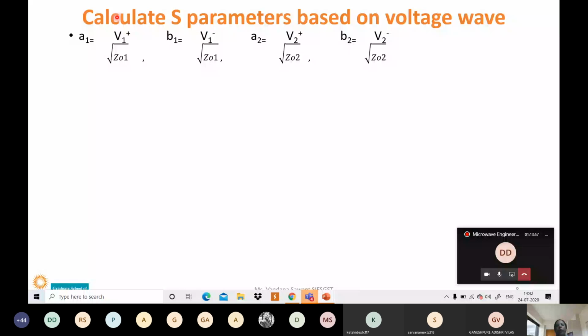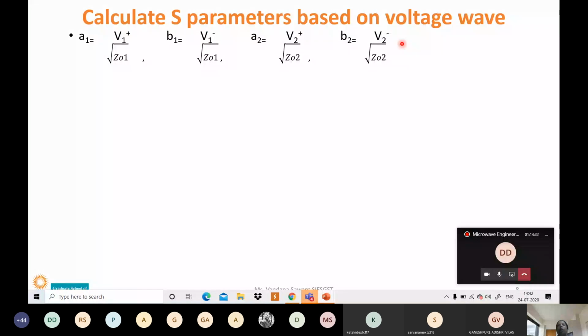Now we will see how we can calculate the S parameter by various methods. If you have the values A1, A2, B1, B2 directly, if these values are already given, you can put these values in the formula and calculate S11, S22 or S12 and S21, the 4 parameters for a two-port network. If you don't have those values, and you have only voltage values, that is incident voltage and reflected voltage values, then how to calculate these S parameters, that we will see.